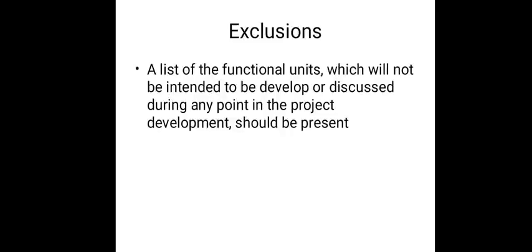In the next section, we have to mention exclusions. It is a list of functional units which will not be intended to be developed or discussed during any point of the project development. Time constraints or lack of resources for the fulfillment of required tasks or any sort of constraint preventing the completion of the functional unit could be described here.